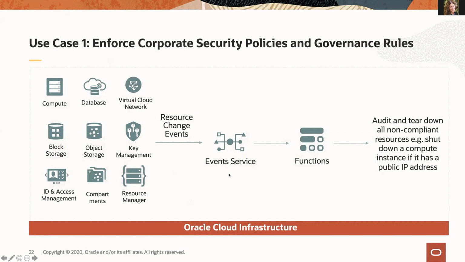So for this, you would use the event service. Whenever you have new resources created, like for example, a compute instance, you would raise an event that would trigger a function, and that function would check several things. It would check if it has a public IP. If it has a public IP, is it authorized to be created? Does it have the right security rules and everything? And if not, the function would automate the shutdown of that resource, of that VM.